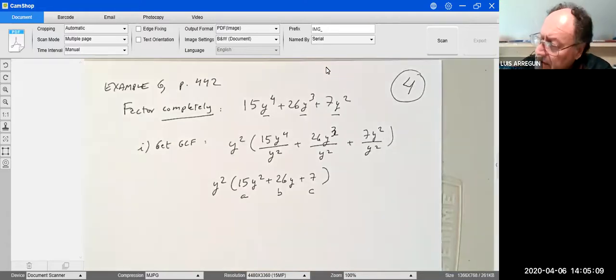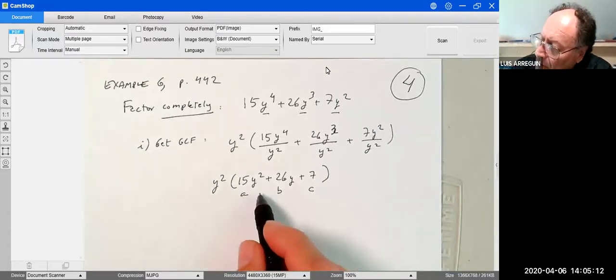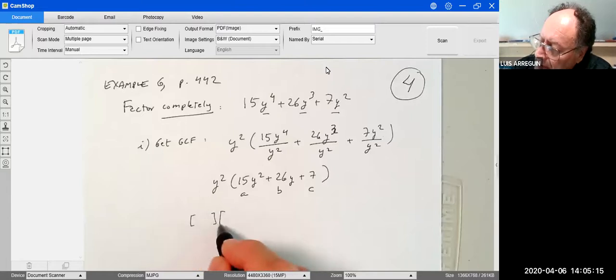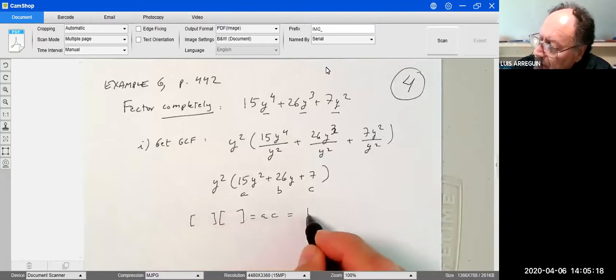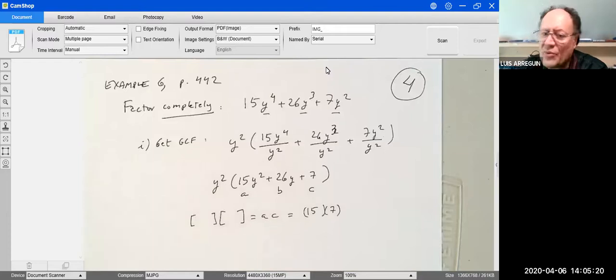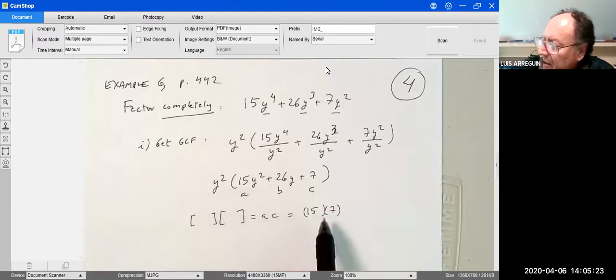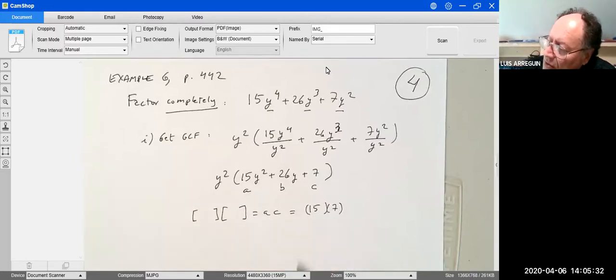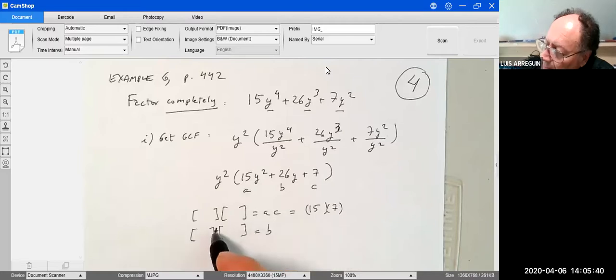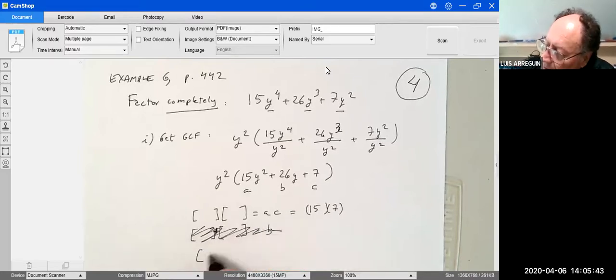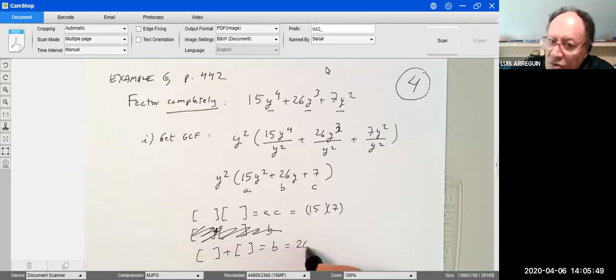So let's see. We're going to multiply two numbers to get AC, which is 15 times 7. I'm not doing the operation because sometimes when you have big numbers, it's better to leave this indicated, because you're going to break just one of the numbers and play with the possible products to get those factors. The second part is that you're going to add up these two numbers and you're going to get B, which is 26.